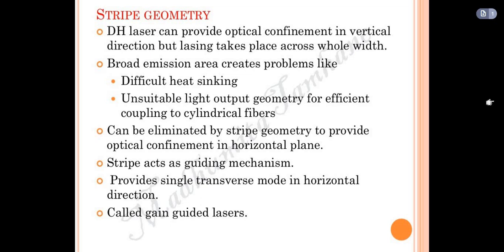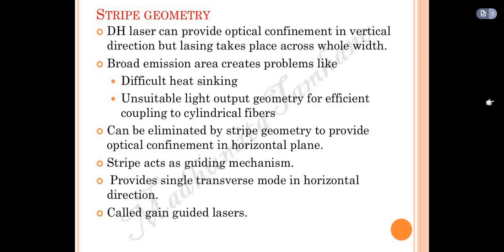Clear? So the second difficulty is what? Unsuitable light output geometry for efficient coupling to cylindrical fibers. My light should not be in one direction; it keeps fluctuating, and if it is fluctuating, we cannot use that. So what is the main problem with our broad emission area? First is difficult heat sinking. Second, unsuitable light output geometry for efficient coupling to cylindrical fibers.